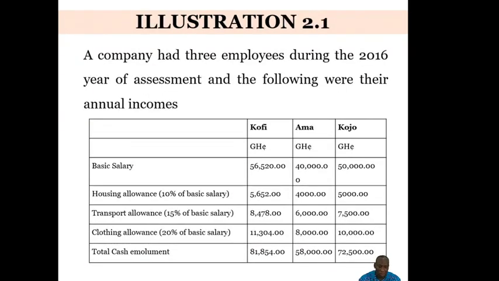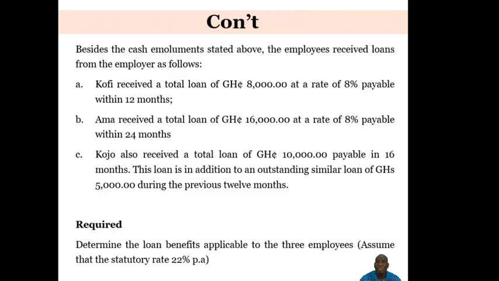Amma, 40,000. 3 divided by 12 times 40,000. 0.25 times 40,000. That's 2,500. Okay? But the loan of Amma is even more than 3 months of the base salary. So there will be quantification for Amma.